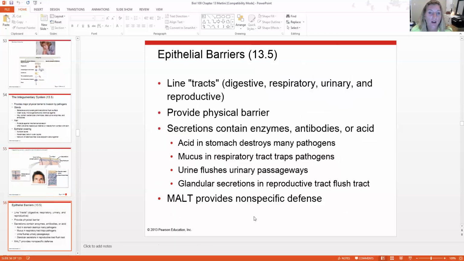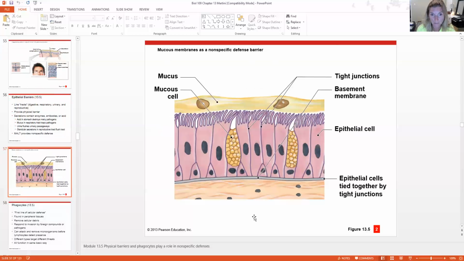Those epithelial boundaries also line the tracts of our body, like the digestive, respiratory, urinary, and reproductive tracts, providing another line of physical barrier. The secretions, again, have antibiotic properties. They have special enzymes called lysozymes in them. Our stomach has acid to help destroy pathogens. There's also mucus in the respiratory system to destroy pathogens. The urine is going to flush out the urinary passageways, and there's also glandular secretions of the reproductive tract to help protect those areas. Again, our mucosal-associated lymphoid tissue provides that nonspecific defense in those areas as well. And there you see them, nonspecific defense barriers.